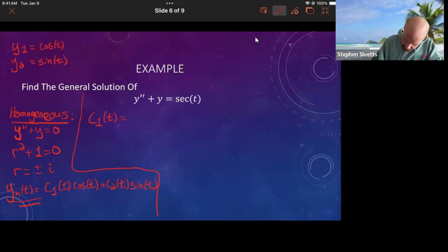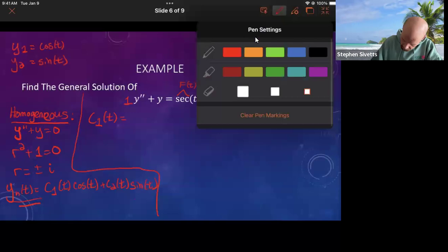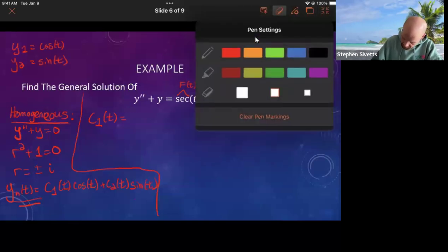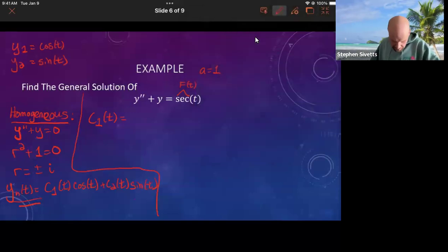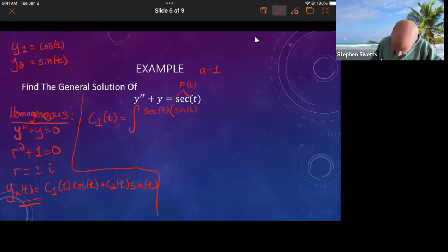So then secant is f of t, and the a variable is 1, the coefficient in front of the y double prime term, okay? So c1 of t would equal the integral of secant of t times y2 of t, which is sine t, over the Wronskian.